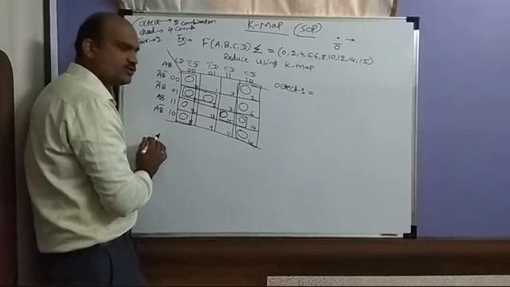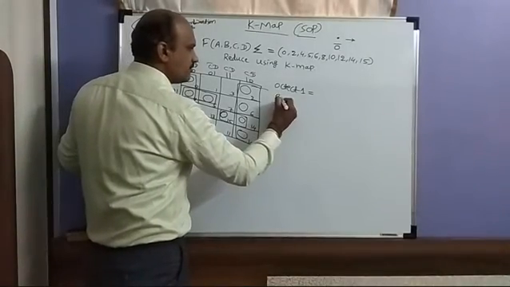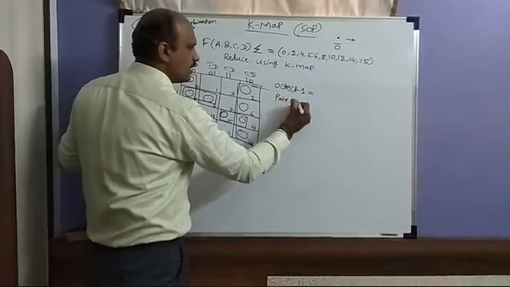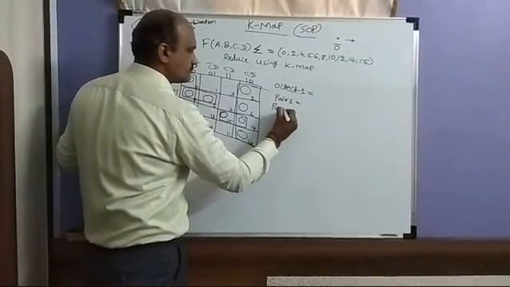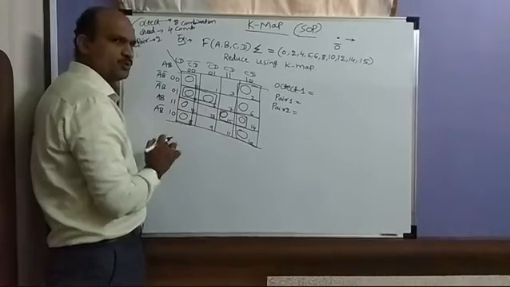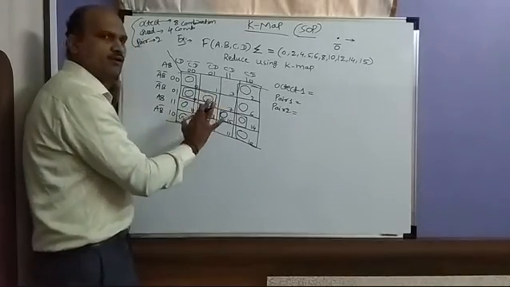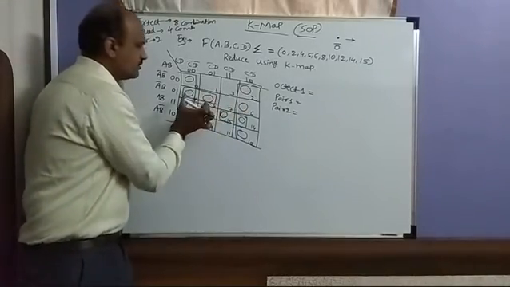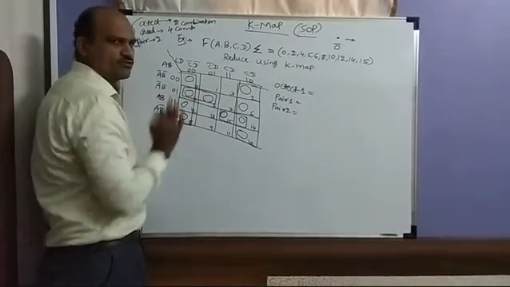Okay, understood? So now what will happen? Pair 1 we got and pair 2 we got. This is pair 1, this is pair 2. So in this example, how many? 1 octet, 2 pairs. No quads we got.